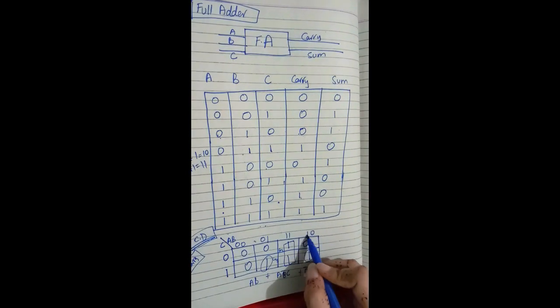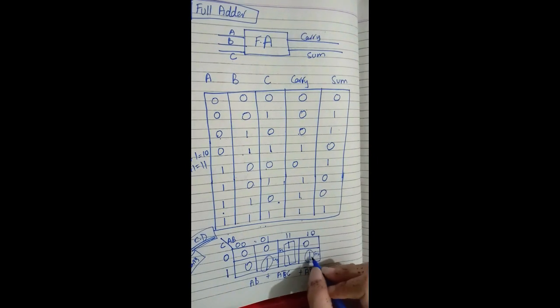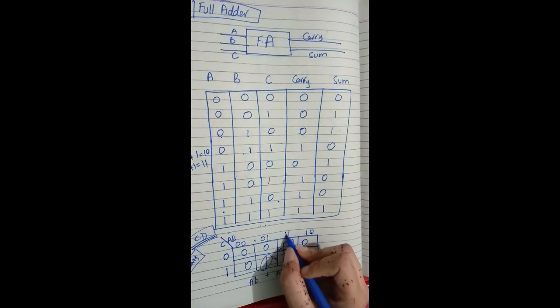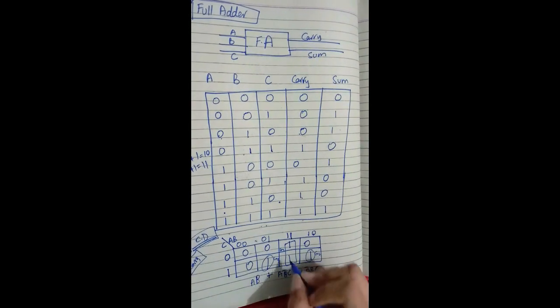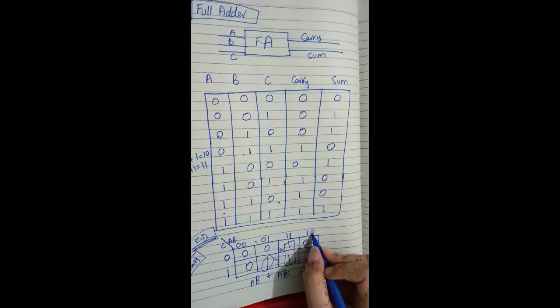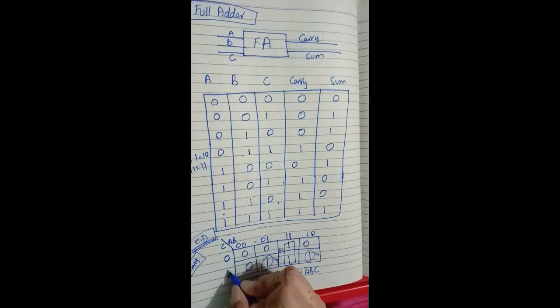Group 1 is A, B bar, C. This A, B and C is changing, we will not write that. Group 2 is A, B bar, C. Group 3 is A bar, B and C.